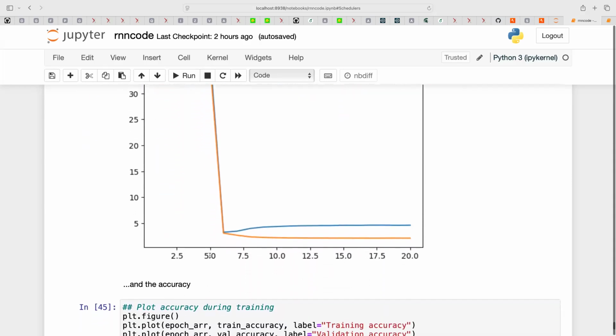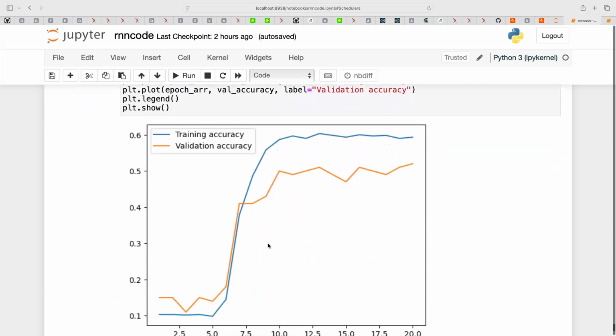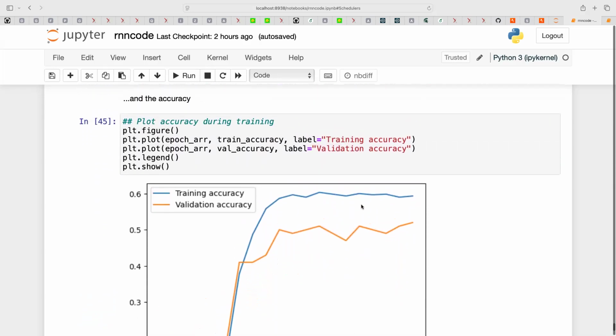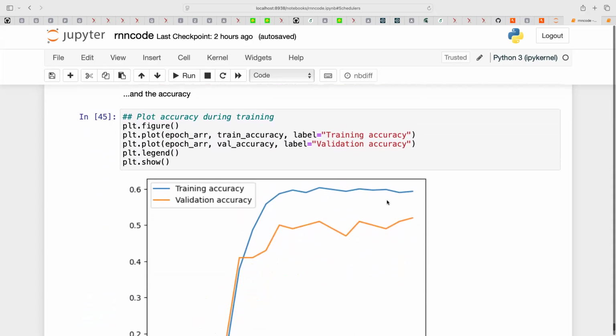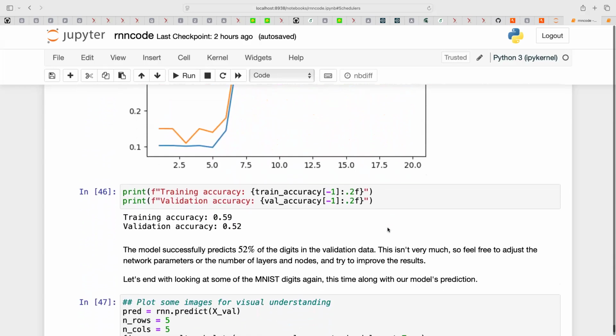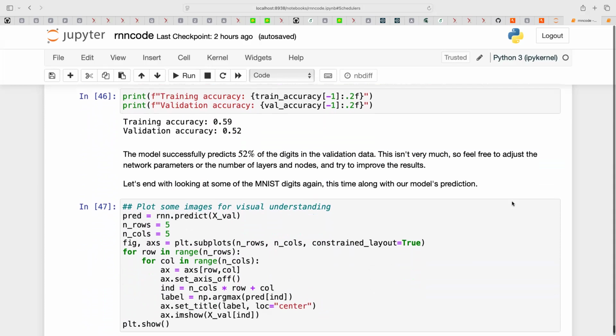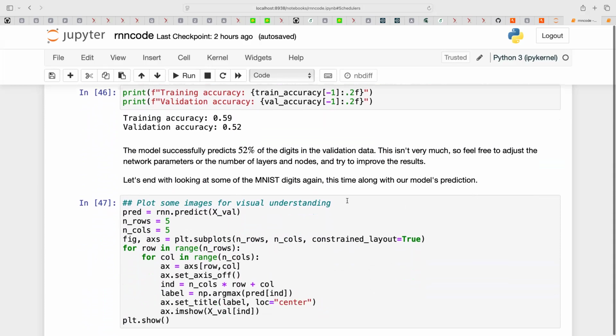So the training error is actually not so bad, and the accuracy is, well, not optimal. We're taking a much smaller data set and a shallow network. In principle, we would like to have an accuracy of 100%, but here we're just getting 60%. So this is actually not very optimal. The model successfully predicts 52% of the digits, and this isn't very much. So feel free to adjust the parameters.